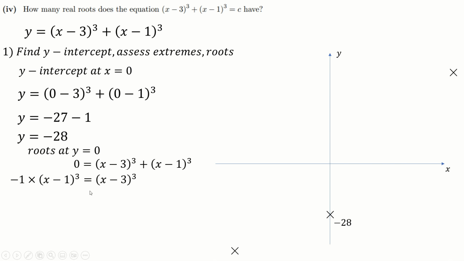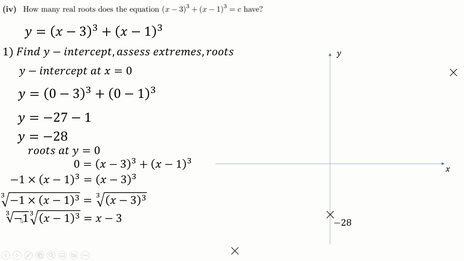Move this onto the other side, I guess. And now I can cube root both sides. And the reason I'm allowed to do that is a couple of reasons. Firstly, when you cube root a product, you can just cube root the two things separately. And the cube root of minus 1 is just minus 1, because minus 1 times minus 1 times minus 1 is minus 1. And I can also just cancel out the cubes here, to get essentially, therefore, minus x minus 1 equals x minus 3. And I can do that because cubics are one-to-one functions, right? They don't act like quadratics. There's no case where, if you have x squared equals y squared, 5 and minus 5 would satisfy that.